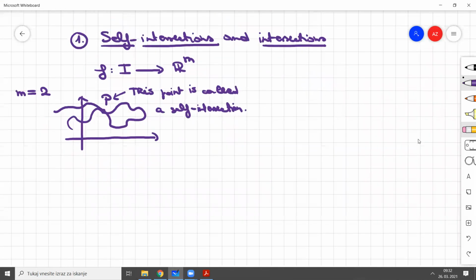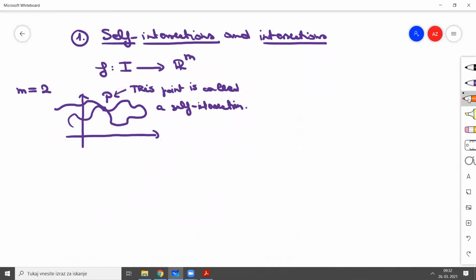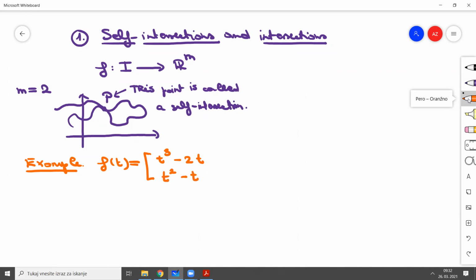So, let's take a specific example. And this is really an easy task. Let's say that we take f of t is equal to t cubed minus 2t. This is the x coordinate. And then we have t squared minus t as a y coordinate. So how would we determine all self-intersections of this curve f? What do we have to do?